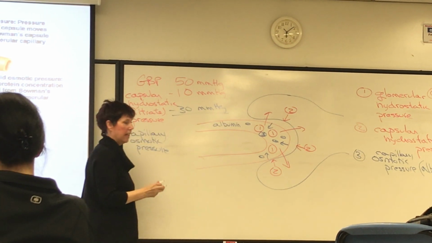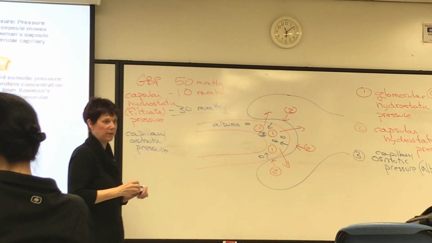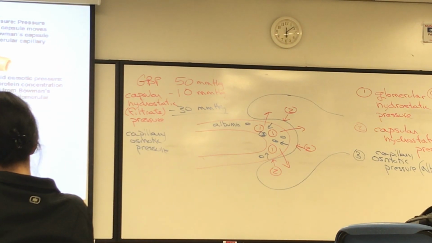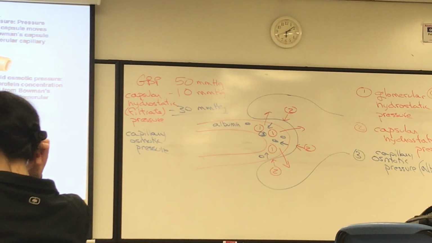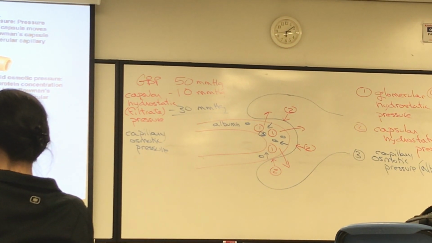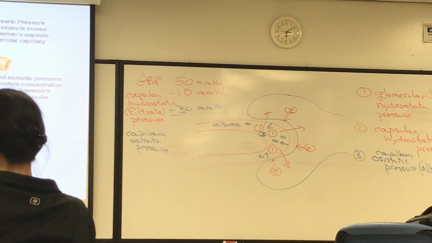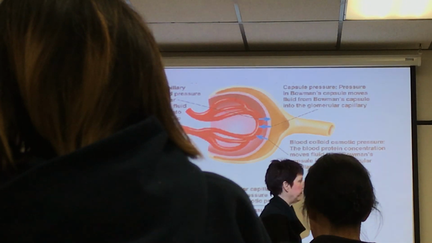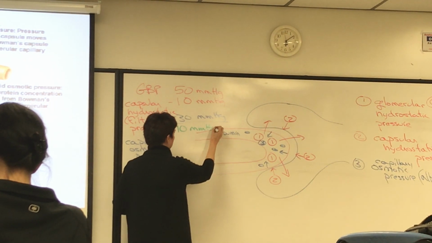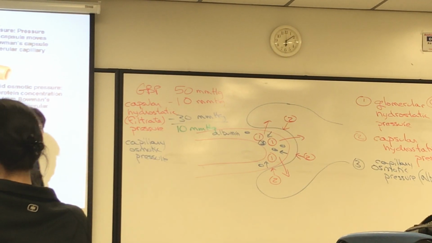When we're done, the net filtration pressure, okay? That net filtration pressure ends up being approximately 10 millimeters of mercury. So we started out with 50 as the force pushing the small particles through the filtration membrane, resisted by the force of fluid already in the capsule, resisted by the osmotic pressure of the albumin proteins in the blood. So we come up with a net filtration pressure of 10 millimeters of mercury, okay?